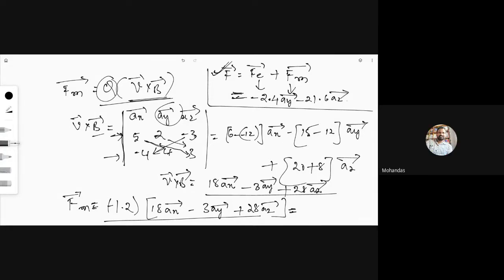Okay. So what are the units? What are the units for force? Newtons. Okay. So this is about the force on a charged particle.